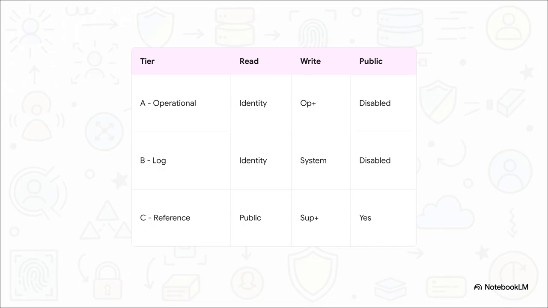Then we have Tier B, which protects all log entities with those same rigorous read requirements while reserving write access strictly for the system and authenticated workflows. And finally, Tier C handles reference materials, stuff like templates. These might have some public read access if they aren't sensitive, but you still need a supervisor role to edit them. This strict architectural separation isn't just about organizing data.